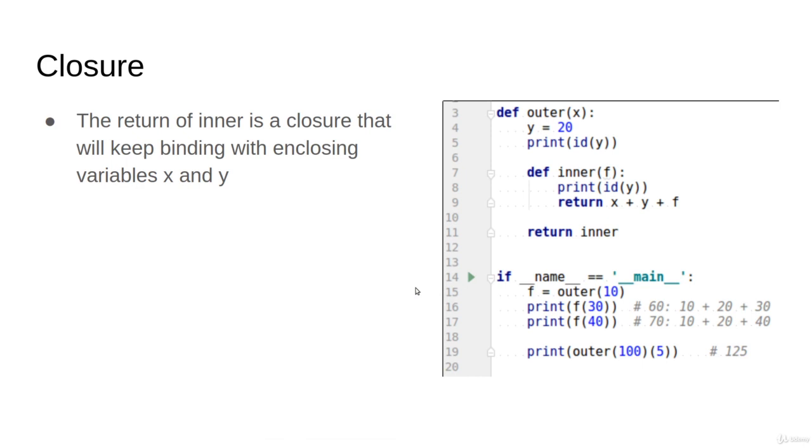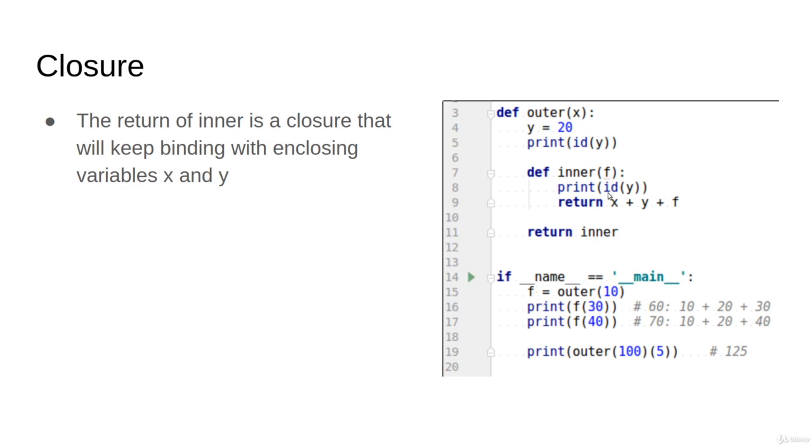So let's see an example for that. Here we have an outer function that receives variable x. It defines a local variable y. And here we have another function, inner, that takes an f and returns x plus y plus f. Observe that the function inner has a local variable f, but it can see the enclosing variables x and y. Now I'm returning inner itself, not inner of 2 or 3, I'm returning inner itself. When we call the function outer with some number, it returns for us inner, which can see x and y.